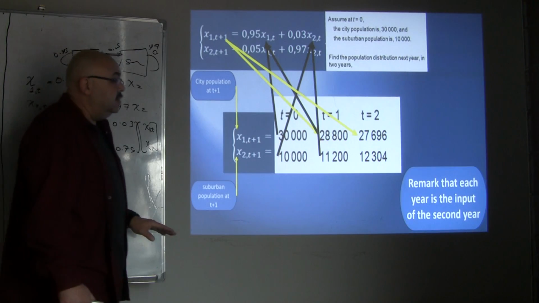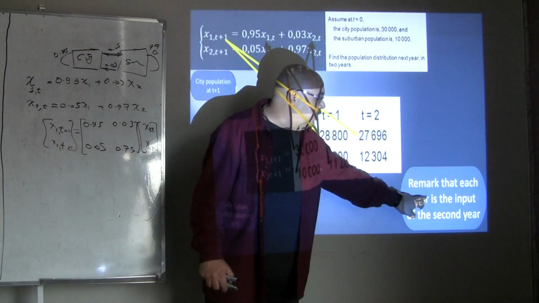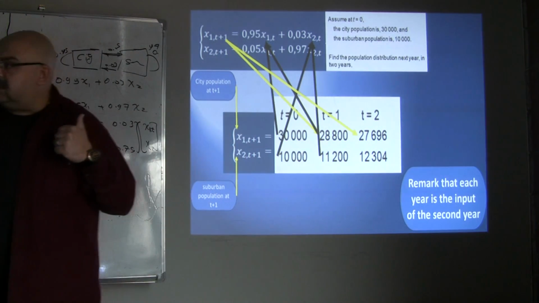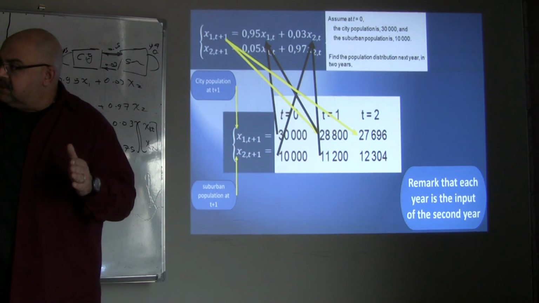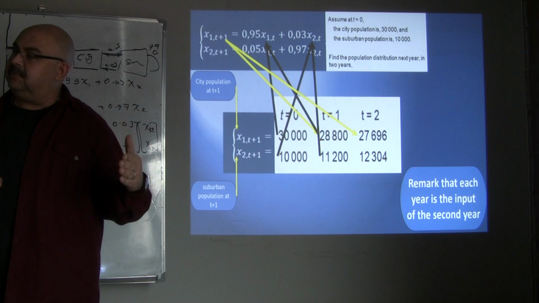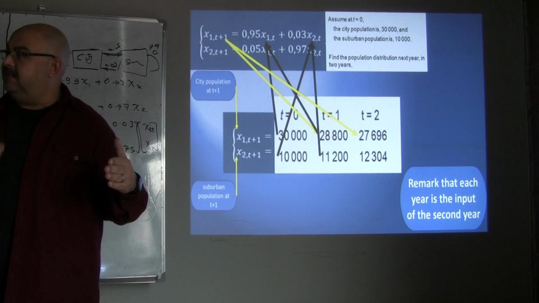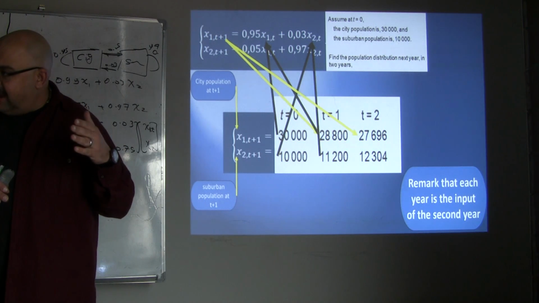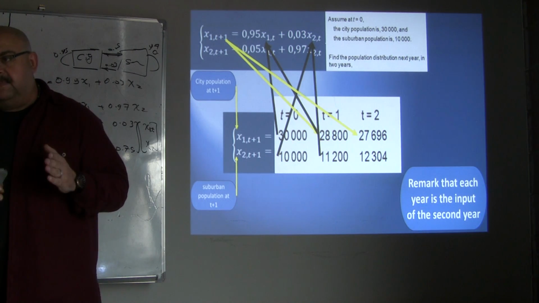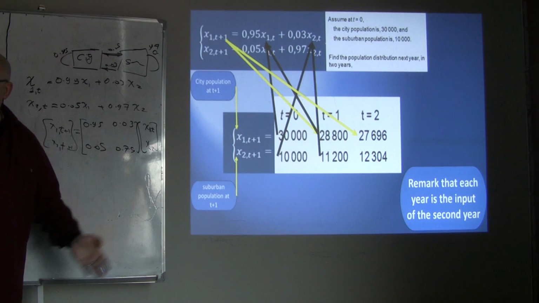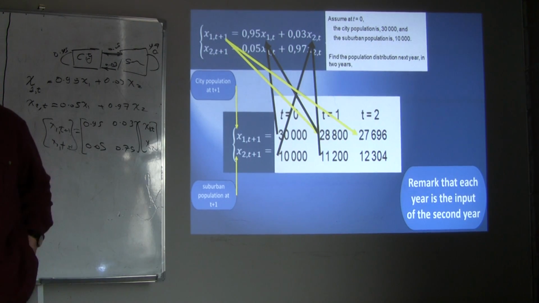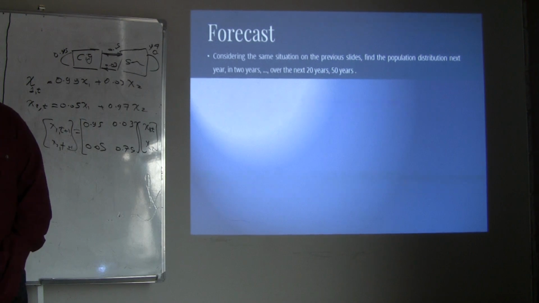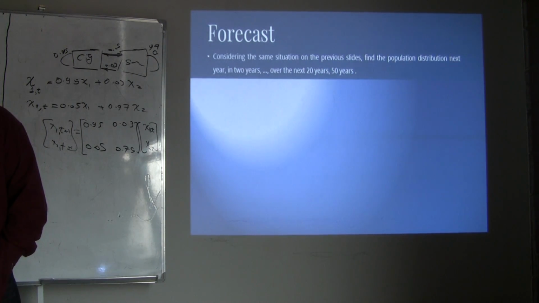This is for the second year. Remark that each year is also the input of the next year. While we are using this system, you make a first substitution and you get the elements for the first year. If I need the second year, I take the output of the first year, insert it in this matrix, and I will be able to get the amount for the next one. What is going to be after 20 years or 50 years?